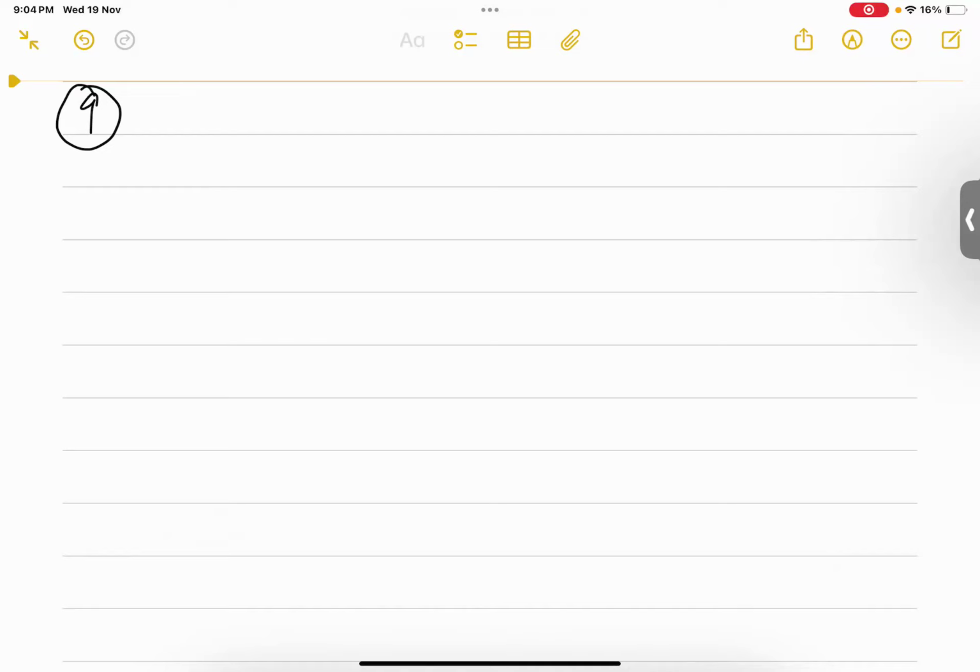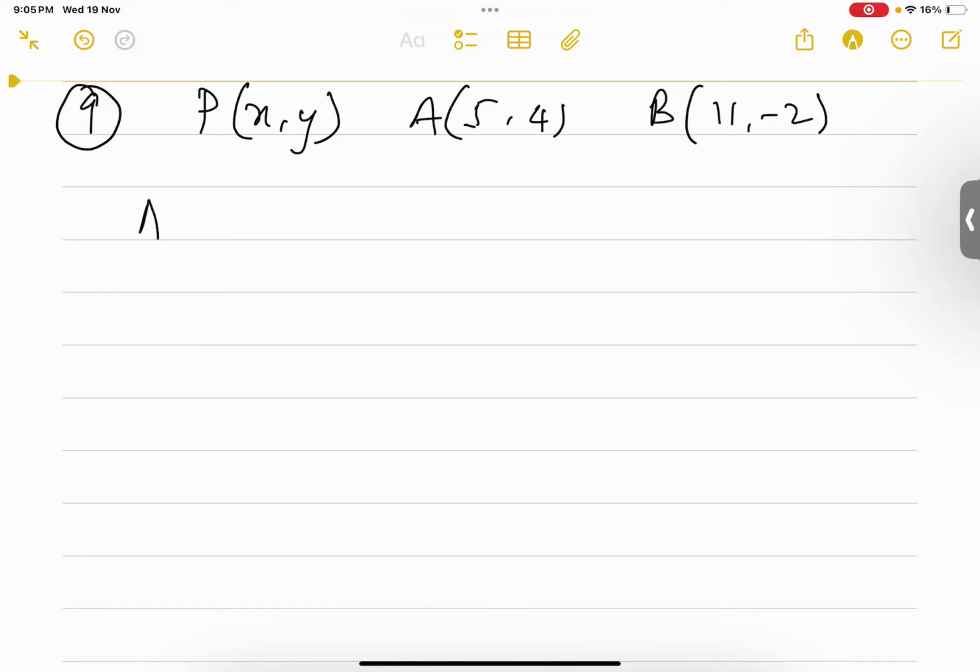Find the coordinates of the point which is at a distance of 2 units from (5, 4) and 10 units from (11, -2). Okay, so there is one point P(x, y). There is A (5, 4) and there is B (11, -2). Now AP is equal to 2. They have given in the problem AP is equal to 2, right?